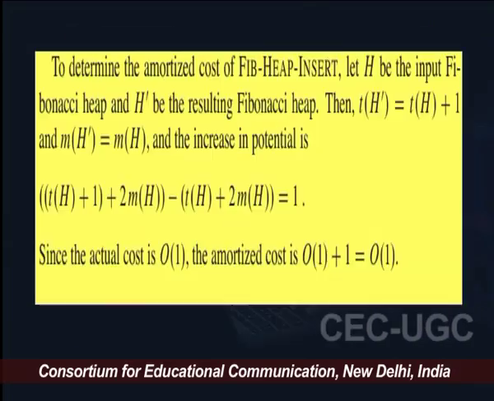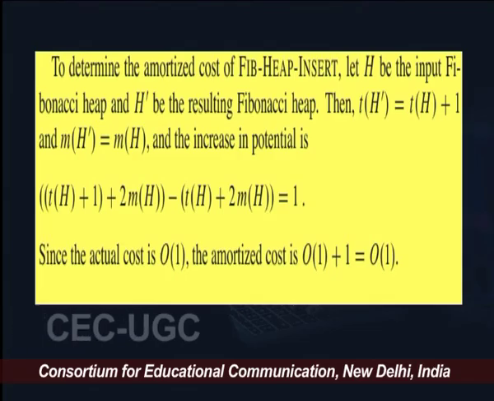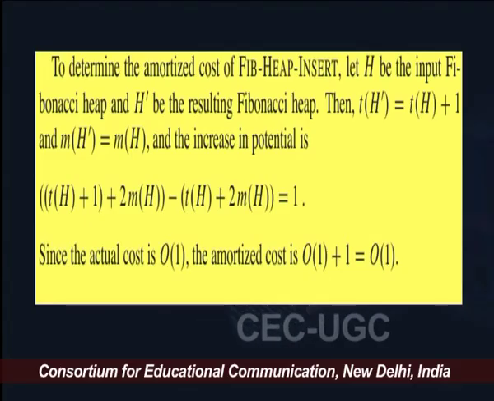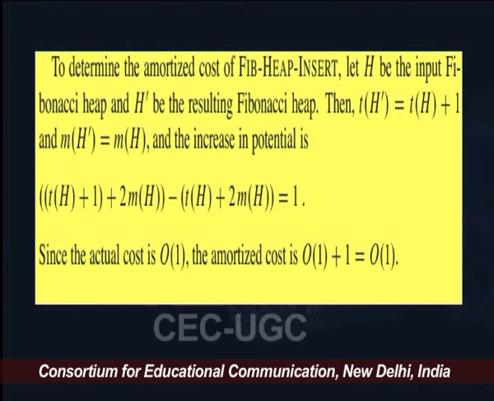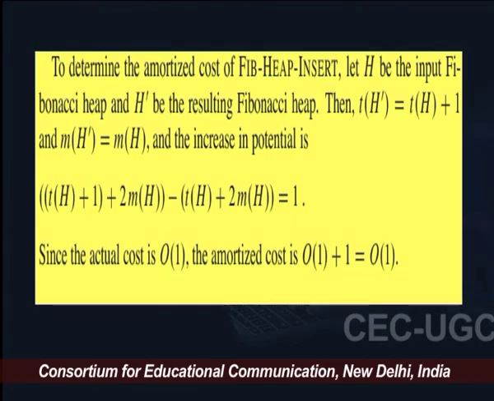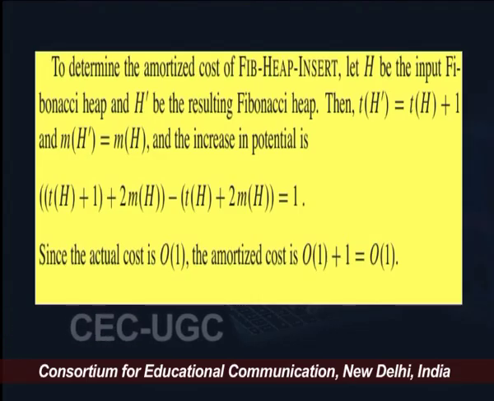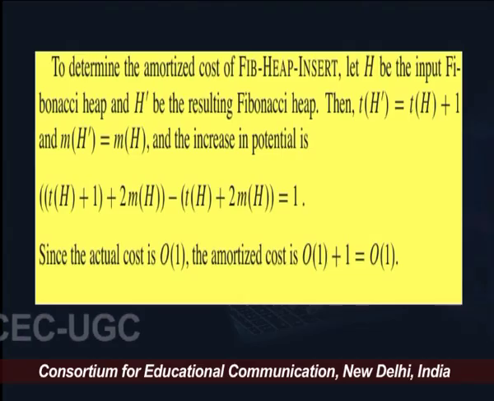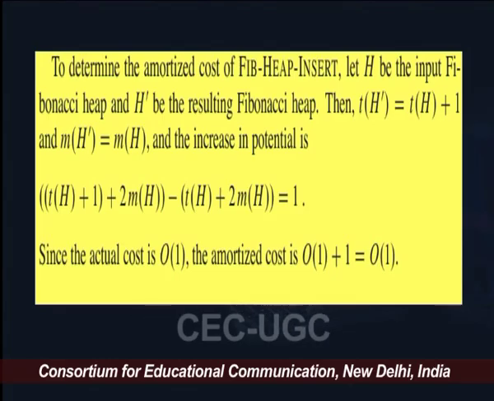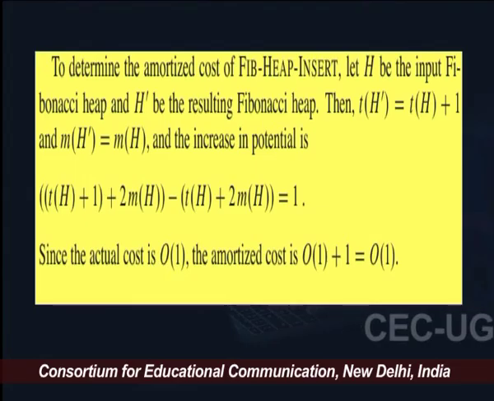Then moving further, if we talk about the amortized cost of this fib heap insert, as I have told you, we will be using the potential function for this amortized analysis, the potential method, which works on the basis of potential. So, potential, as I have told you, is denoted by T of h, and that T of h is equal to the number of trees in this heap plus 2 into the number of marked nodes, and we have already seen an example of this.